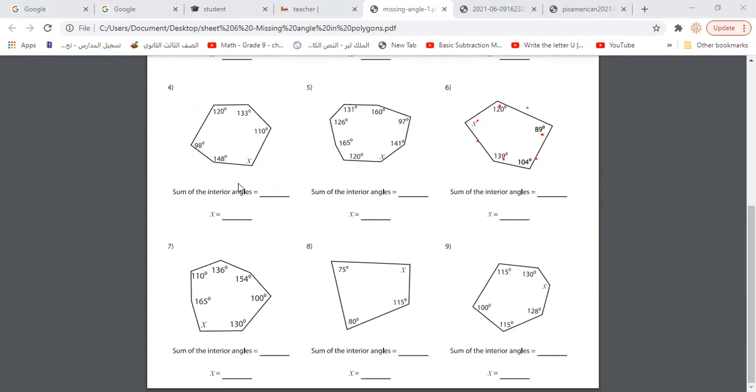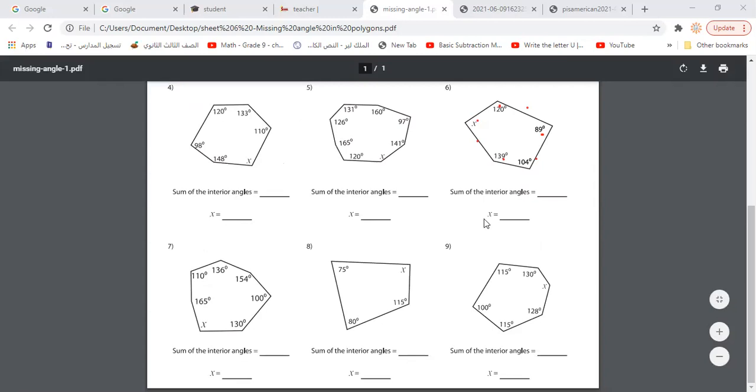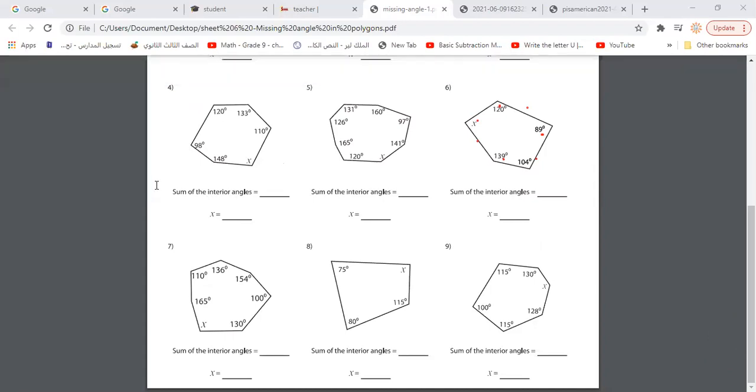Question number 4. Who will answer it? Raise your hand if you know the answer, please. Tala, okay. Question number 4. First, what do we have to do, Tala? We have to count the sides of the figure. Very good. So first, we have to count. How many sides do we have in this question?